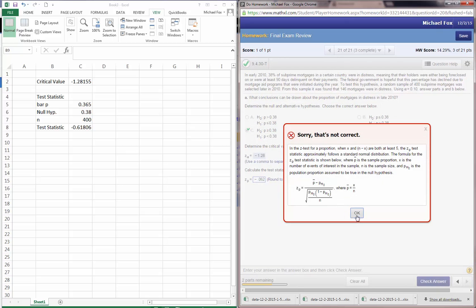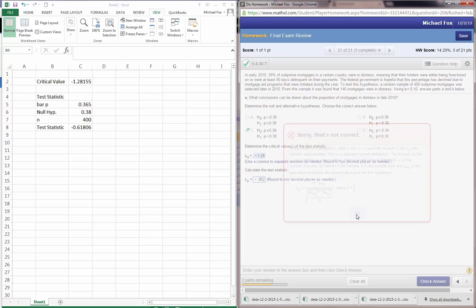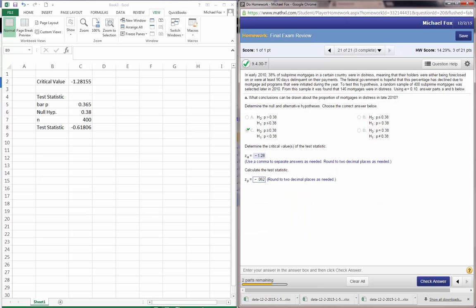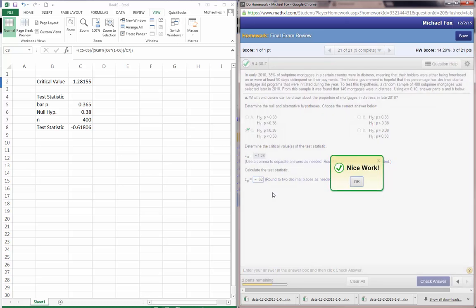Uh-oh, it doesn't like that. Let me make sure my calculations are right. I see what I did. I put a 0 in there where I shouldn't have, negative 0.62. There we go.